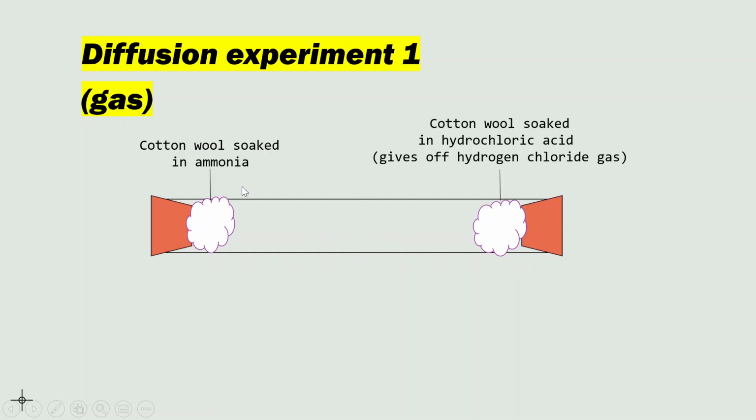If this is lighter, maybe they will meet around here, because this is too slow to get to the other side as fast as ammonia reaching over here. So let's see what happens.